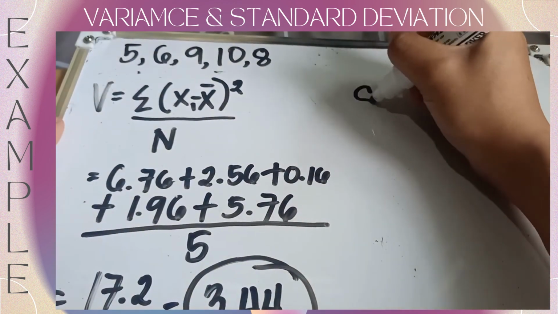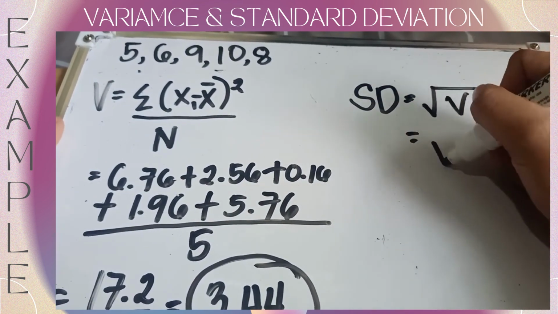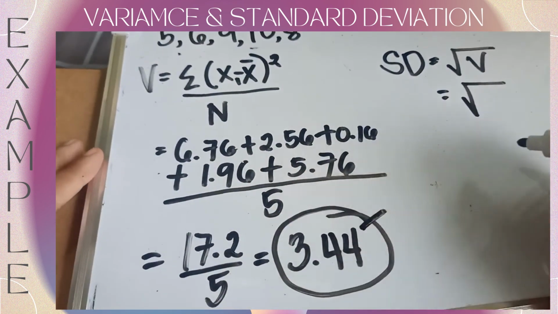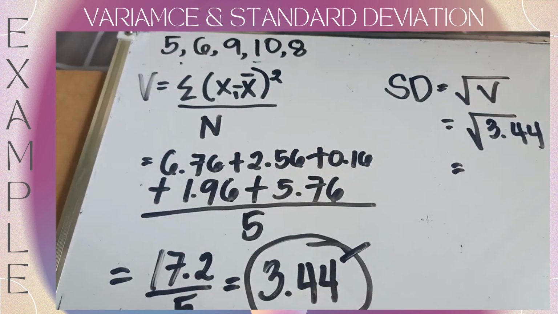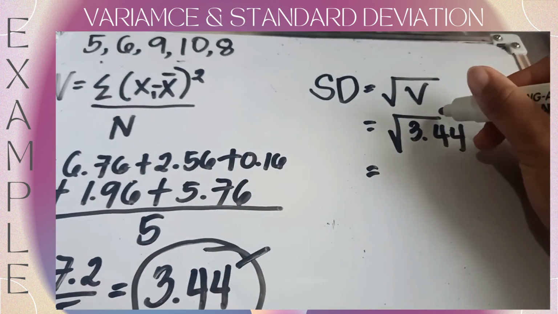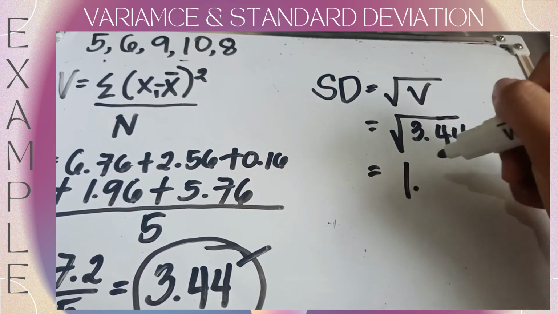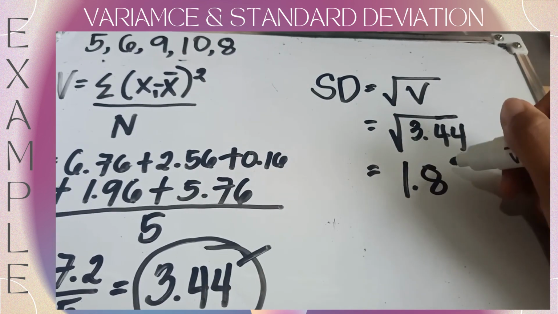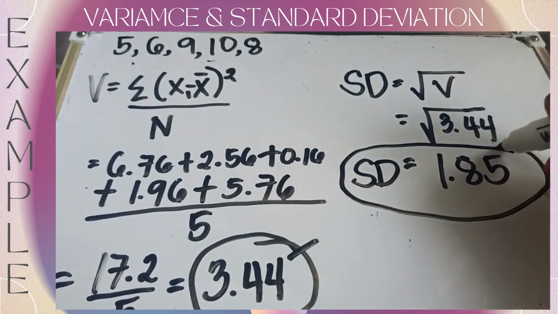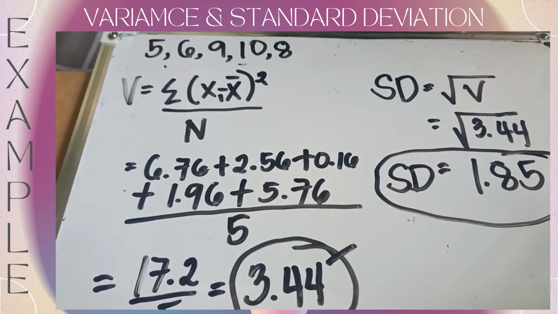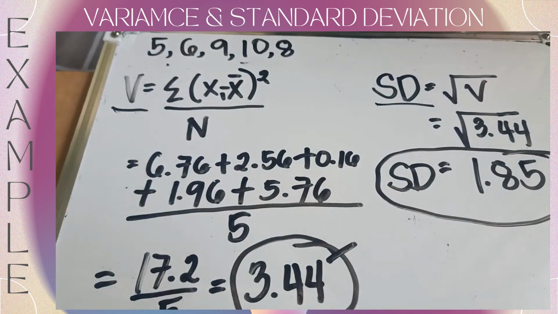And the formula for our standard deviation is equal to the square root of variance. So, square root, ano ang ating variance? Ito, 3.44. So, the square root of 3.44 is 1.85. So, yan na ang ating standard deviation. Okay, so ganyan kung paano natin kukunin ang variance and standard deviation of a given dataset.